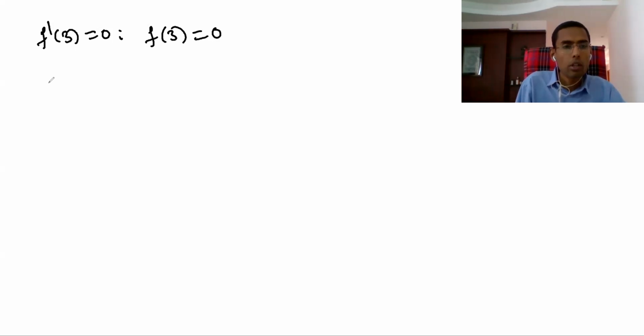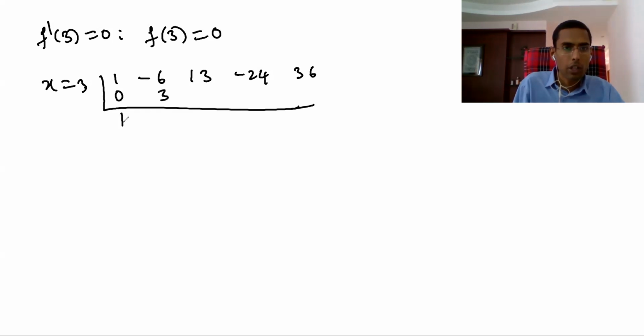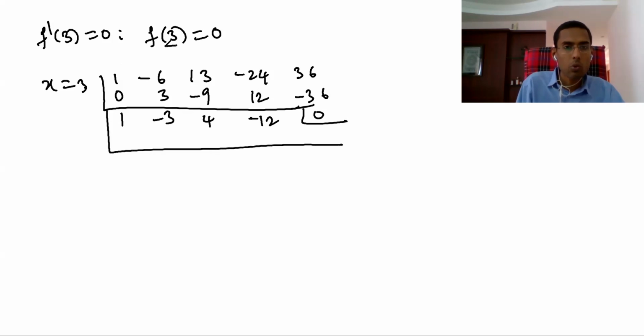So 3 you got as a root. Now we'll use synthetic division. Let x equal to 3 and take these coefficients: 1, minus 6, 13, minus 24, and 36. Put 0 first, this is 1. Multiply 1 into 3, that is 3. Again multiply, again add, again multiply, again add, again multiply. This is 0.